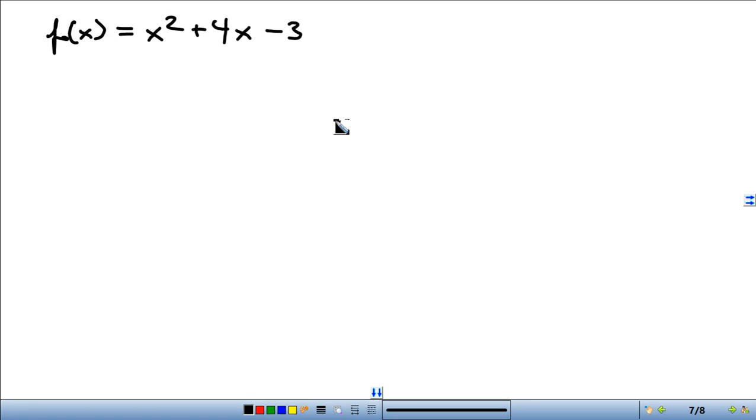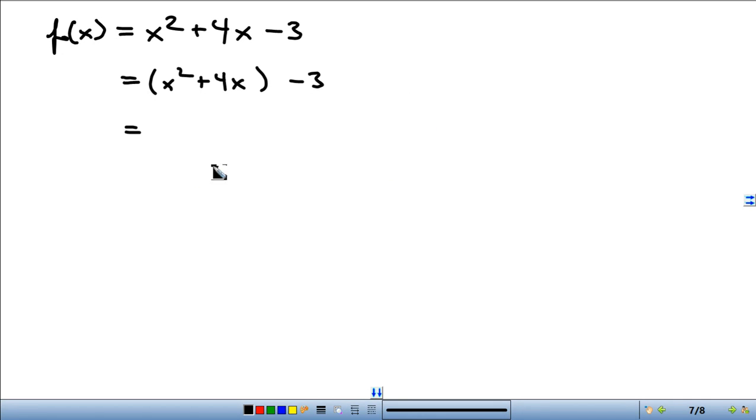We're going to take this one. Now, this problem involves what's called completing the square. First thing, you're going to take that negative 3 and separate it out. I'm not going to rewrite the f of x, I'm just going to put the equals. I'm going to put the first two terms, x squared plus 4x, in parentheses. So I'm separating out the first two terms and the last term, minus 3.